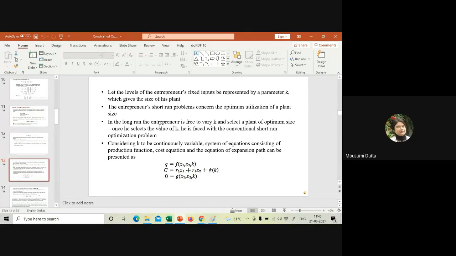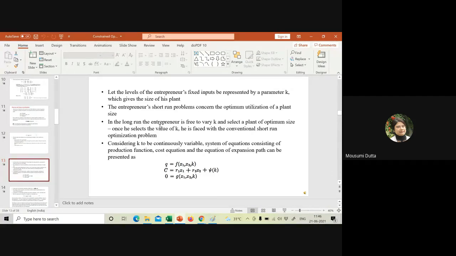The entrepreneur's short-run problems concern the optimum utilization of a typical plant size. This is the size of the plant and you have to optimally utilize it. So actually, the plant does consider the SAC, short run average cost, and will like to produce at the minimum of this SAC. If you consider a particular short run, the firm's objective will be to produce at the minimum point of the SAC. So that will be the objective, optimally utilize the plant size.